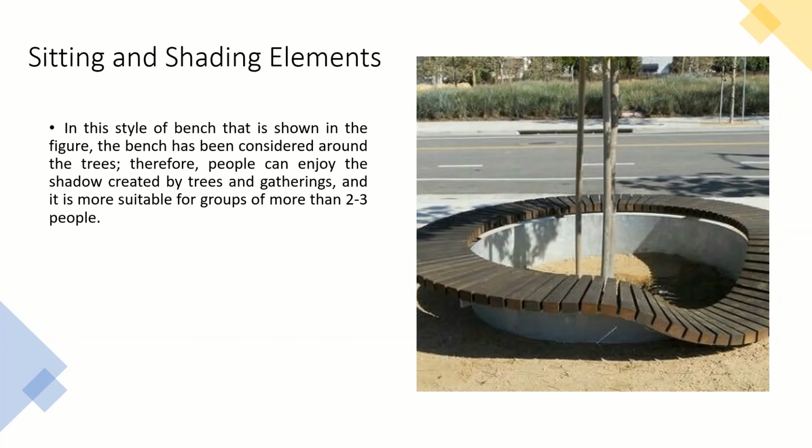Another proposed idea is the style of bench that is shown in the figure. The bench has been placed around the trees, so people can enjoy the shadow created by the tree and gather around, and it's more suitable for a group of more than 2-3 people.